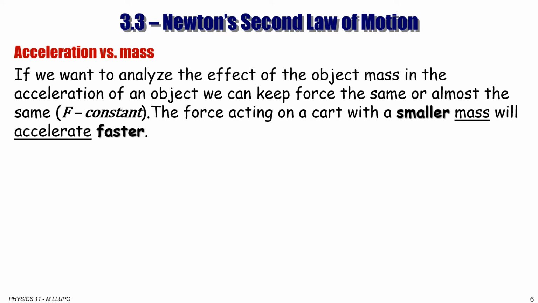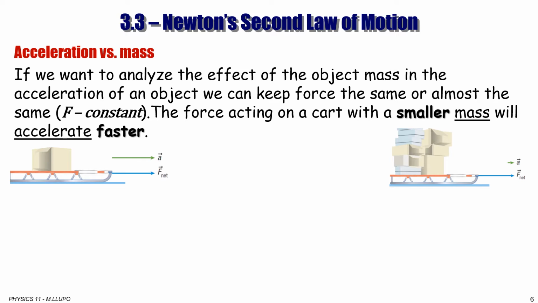In another type of experiment, we analyze the effect of mass on acceleration. By keeping the force constant, we can change the mass and see how different mass will affect the acceleration. We have a similar test as before. We have a cart, but this time we have a constant force but different mass. With a cart with a smaller mass, you'll see the acceleration is bigger. And with a cart with a bigger mass, the acceleration is smaller.